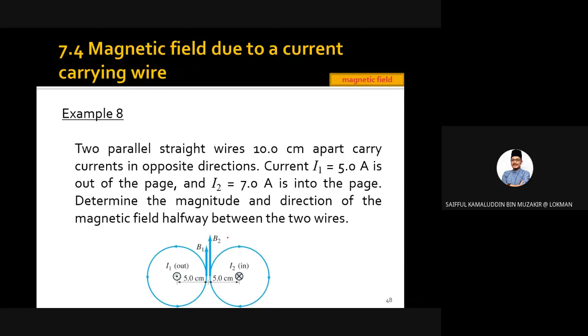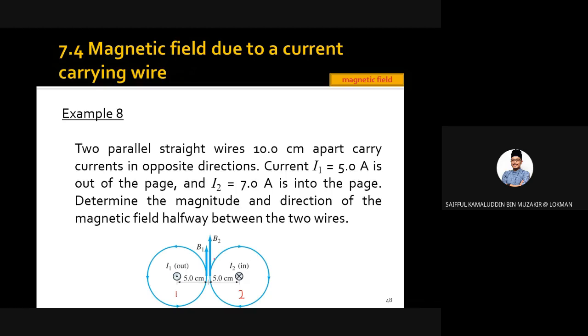Example 8. 2 parallel straight wires 10 centimeter apart carry currents in opposite direction. So this is the cross-sectional view. This is the first current carrying wire. Maybe we look from the top view. This is the second current carrying wire. Also observe from the top view.